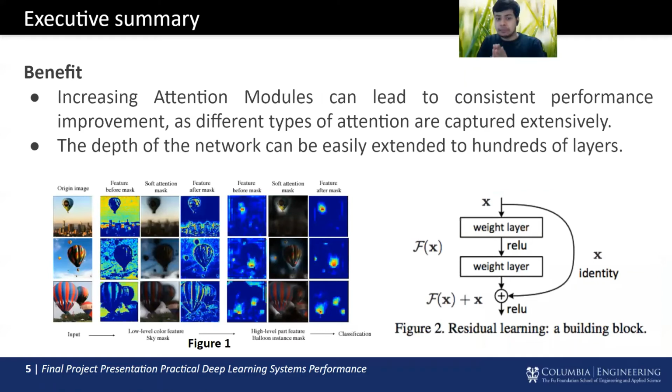Benefits: increasing attention modules can lead to consistent performance improvement as different types of attention are computed extensively. You can see in figure 1 that on the left side we are using low level color features, the sky mask. What is happening on the left side of the figure is that the sky is getting blurred, whereas on the right side we are using the balloon instance mask. What is happening here? The balloon is getting highlighted. Okay, the depth of the network can easily be extended to 100s of layers because we are using ResNets.